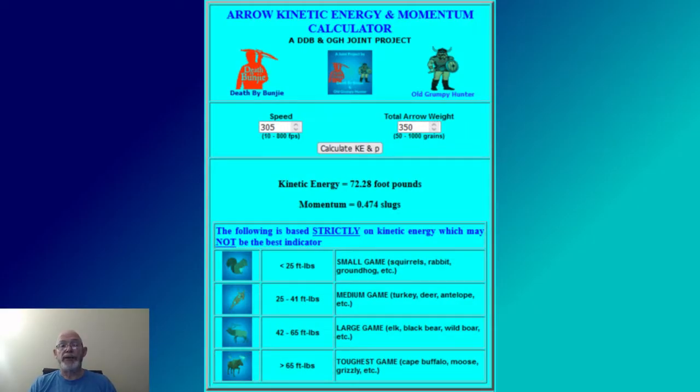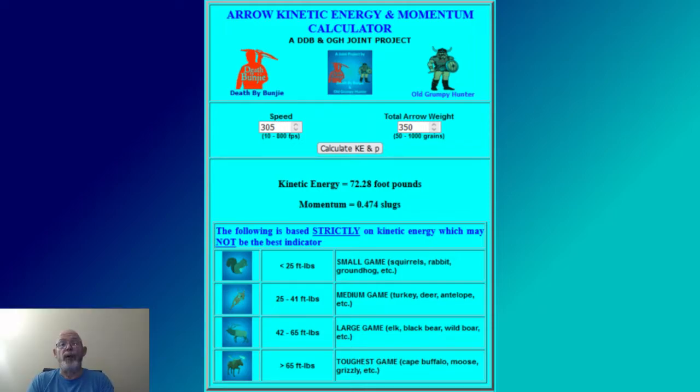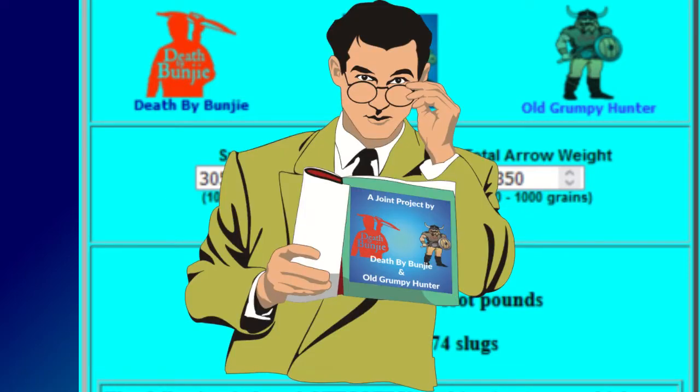Our kinetic energy and momentum calculator works just like all the others online. The big feature is you do not have to refresh the page when you change the value. Furthermore, it doesn't matter which value you enter first as long as they're in the correct boxes. You may have noticed that below the input areas are ranges: 10 to 800 FPS and 50 to 1000 grains.